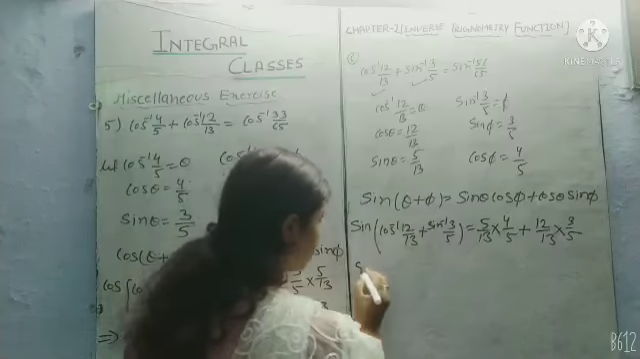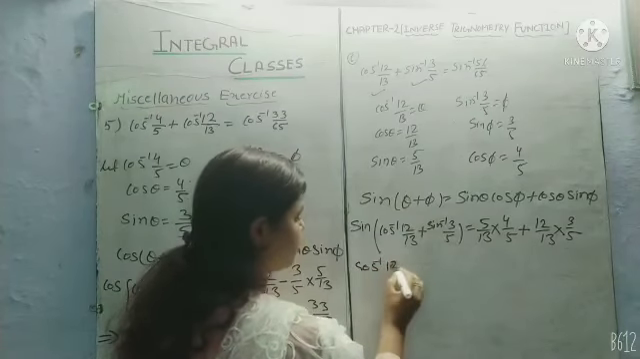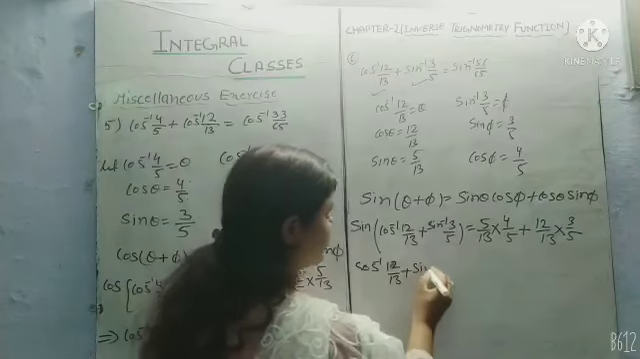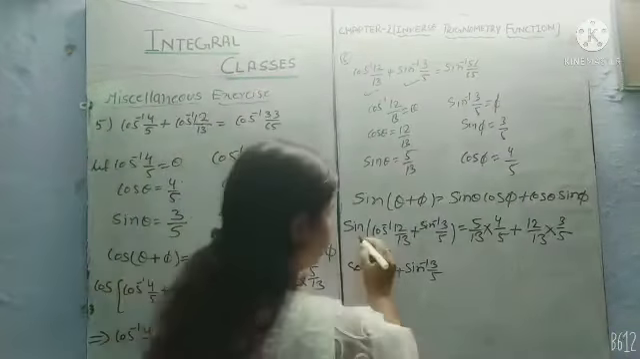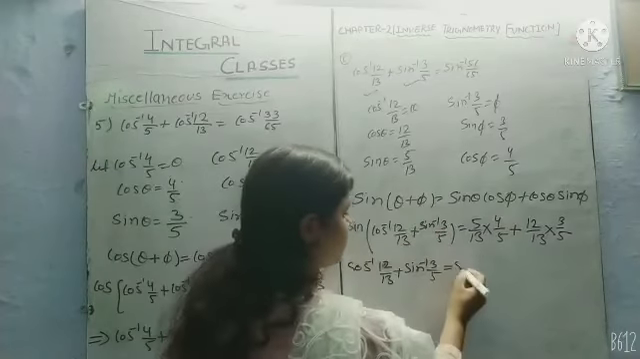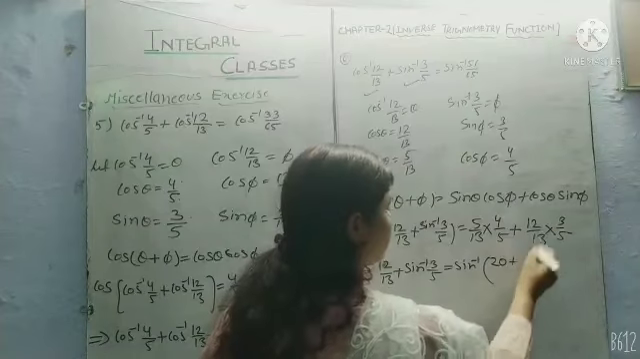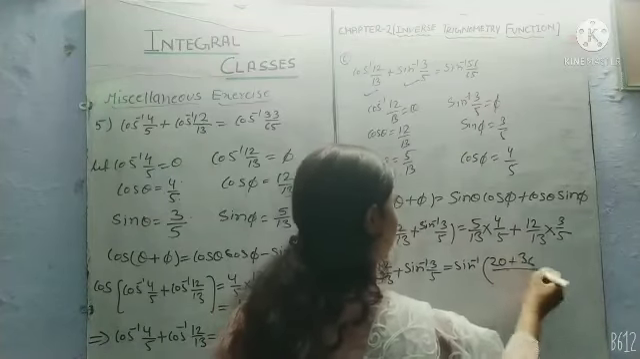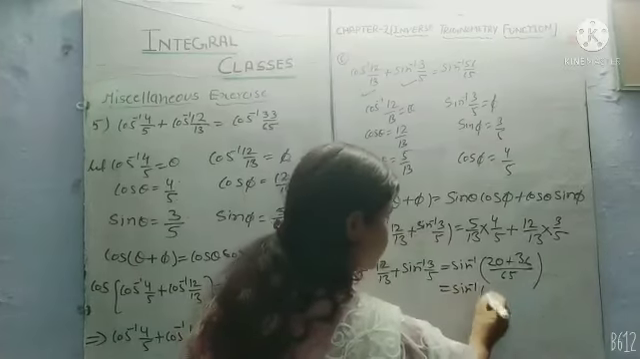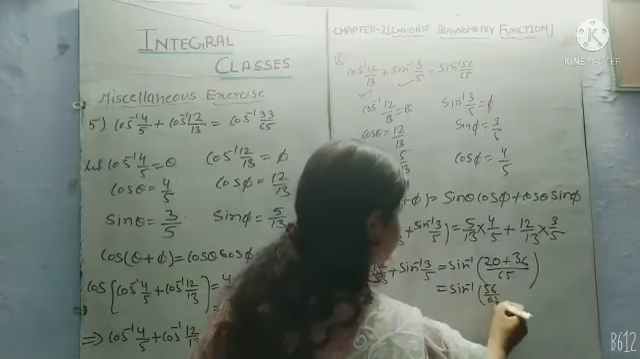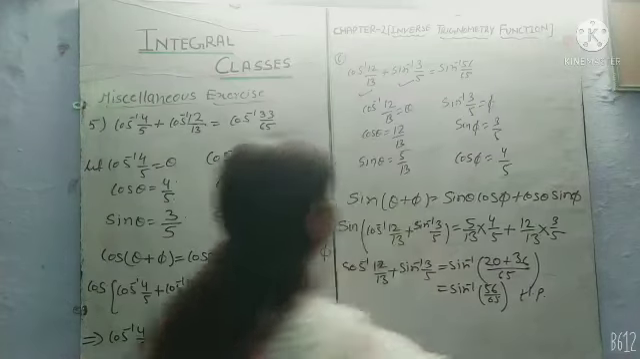Now cos inverse 12 upon 13 plus sin inverse 3 upon 5. So if sin goes to other side, it will become sin inverse, and we will solve. Then 5 4s are 20, 12 3s are 36 upon 65. So we will get answer is sin inverse 56 upon 65. Left hand side equal to right hand side. So it is a hence proved.